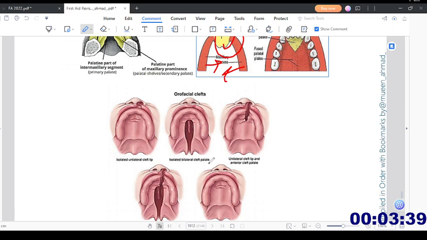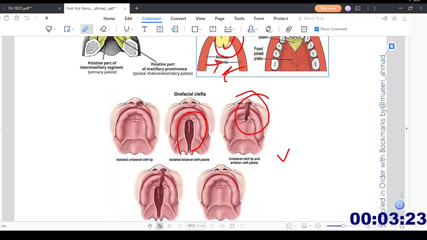Isolated bilateral cleft palate. So that is isolated bilateral cleft palate, which means that here we have an isolated U-shaped palate inside. So this is cleft palate, and that is isolated. Unilateral cleft lip and unilateral cleft palate, like the palate and cleft are not fused.